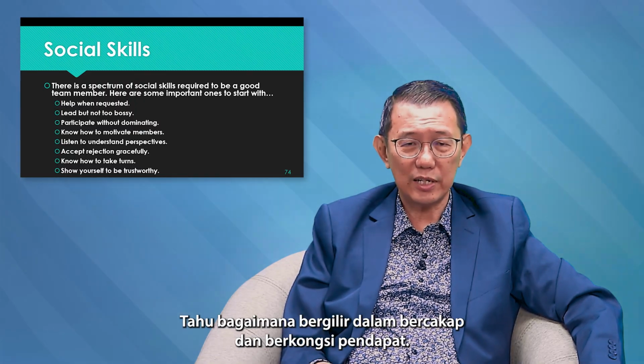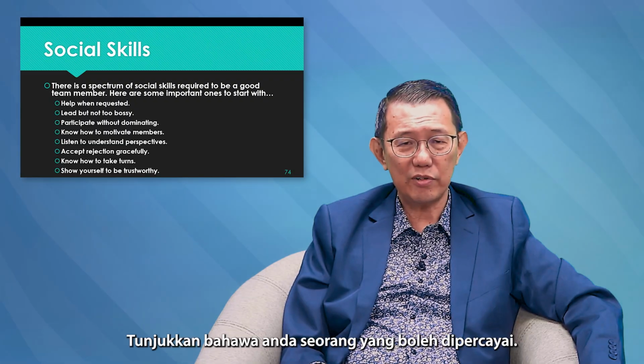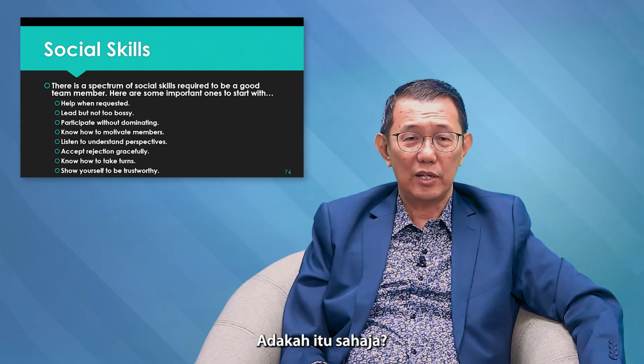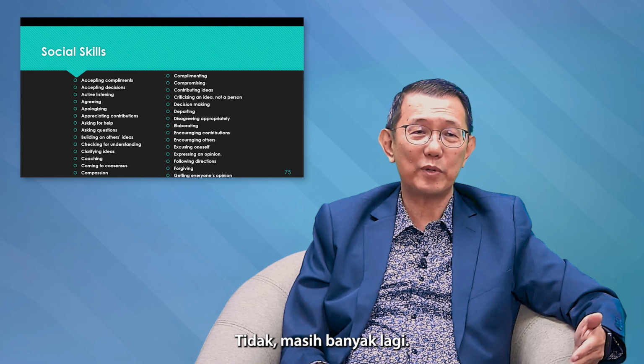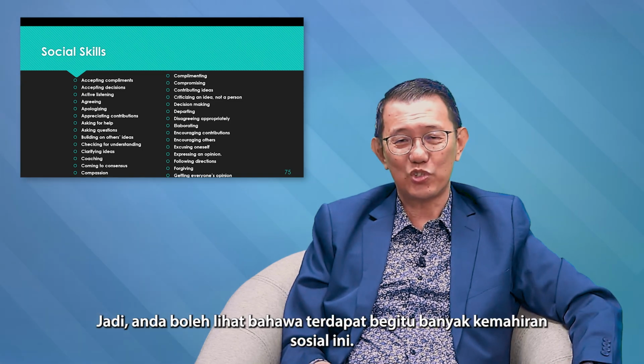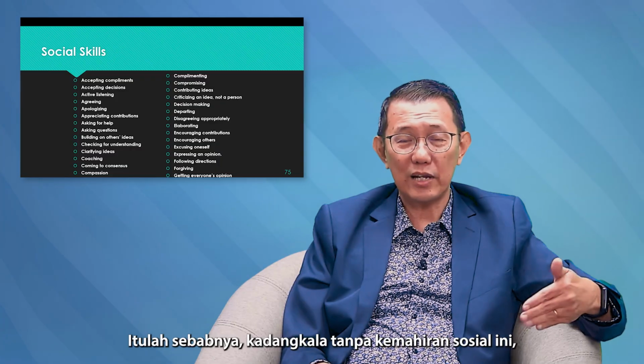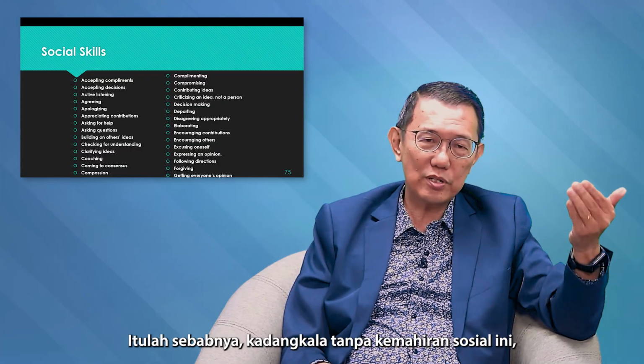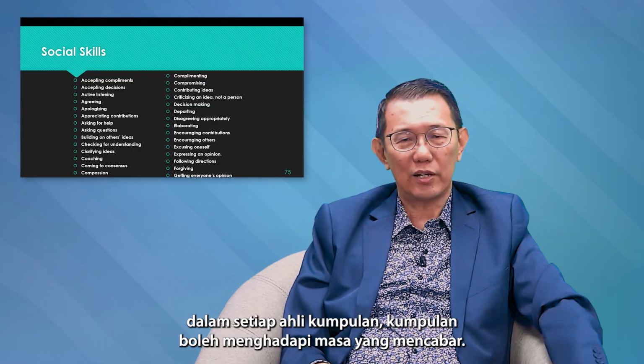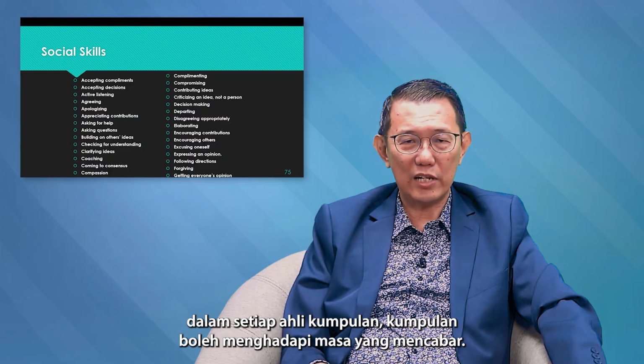Know how to take turns in talking and sharing. Show yourself to be trustworthy. Is this all? No, there's much, much more. So you can see there's so many of these social skills. And that's why sometimes, without these social skills in each of the members, groups can go into challenging times.